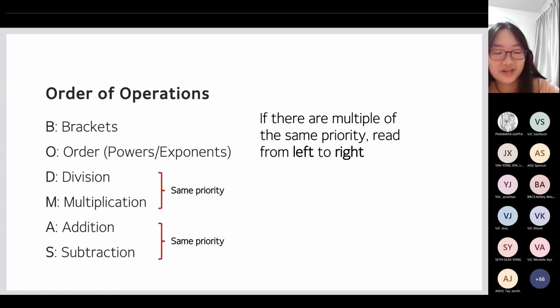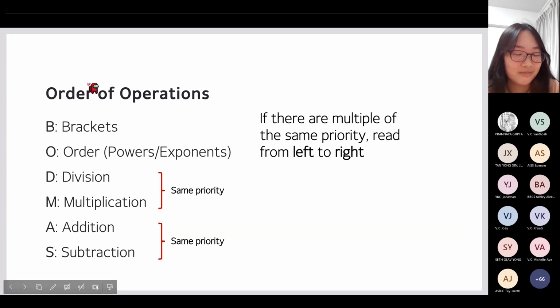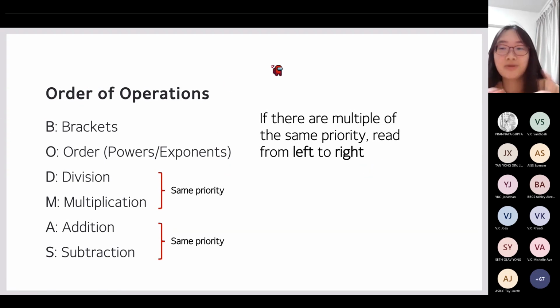So here is the order of operations, which I'm sure you guys have probably seen before, probably in math or something. So remember, it's BODMAS. Brackets are first priority, so you always calculate what's inside the brackets first. Next is the order, which is your exponentiation or power, so your double asterisk. Next is your division and multiplication, which have the same priority, and addition and subtraction are last, and they also have the same priority. So if there are multiple of the same priority, you can just read it from left to right.